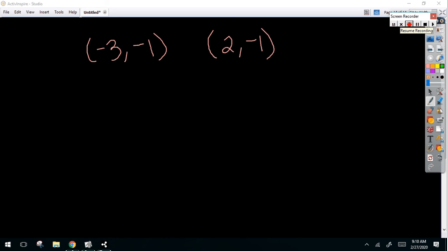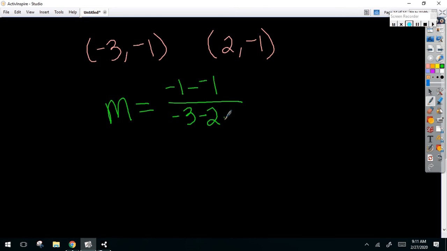All right, let's do one more. You do this one. Find the slope between the 2 points. You sure about that? Y'all sure about that? No. I did not get that. Somebody over here said it. What is -1 minus -1?